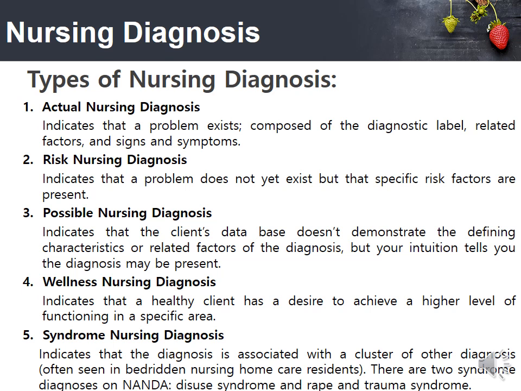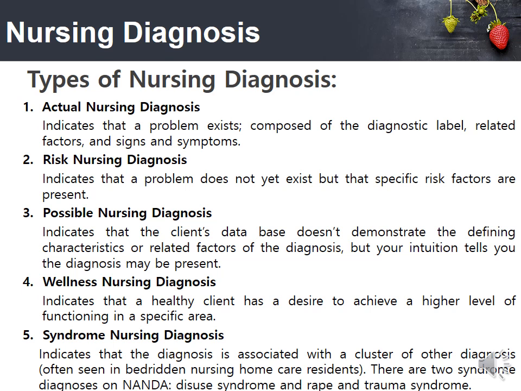Types of nursing diagnosis. We have actual nursing diagnosis, risk nursing diagnosis, possible nursing diagnosis, wellness nursing diagnosis, and syndrome nursing diagnosis. For actual nursing diagnosis, indicates that a problem exists. Risk nursing diagnosis indicates that the problem doesn't yet exist, but that specific risk factors are present.